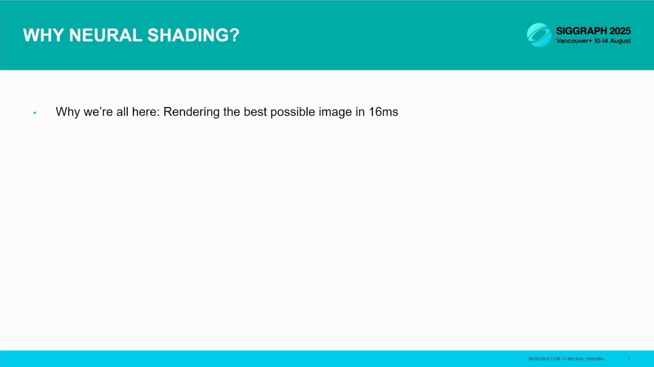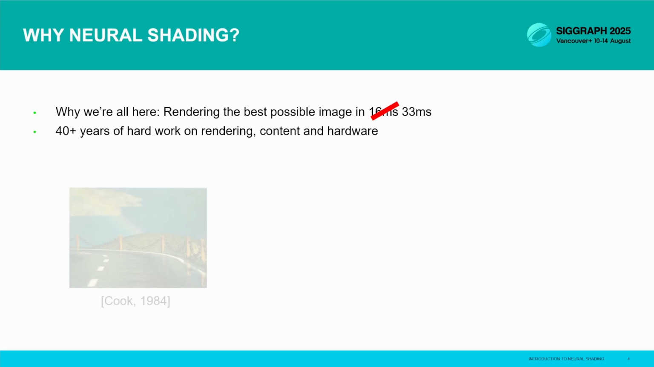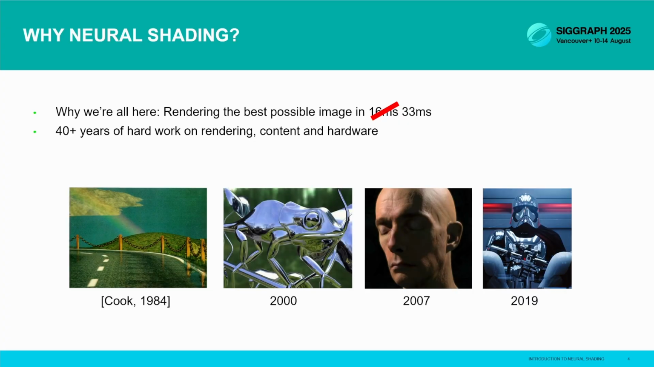And for some of us, we need to get this done in 16 milliseconds per frame, or maybe 33, it depends who you ask. And this goal has driven over 40 years of innovation in graphics, in the algorithms that we use for rendering, the way that we author and represent 3D content, and not least the hardware that ends up running all of it.